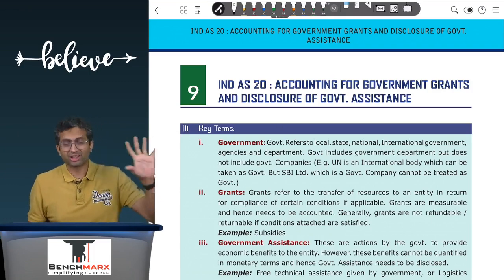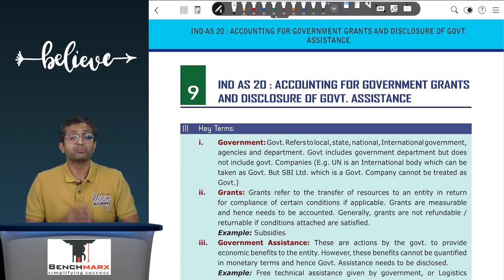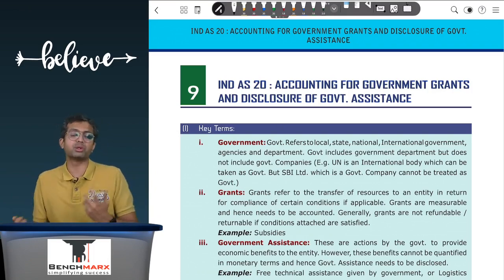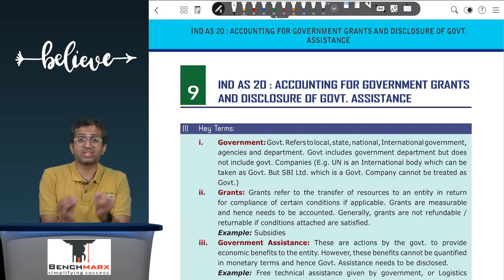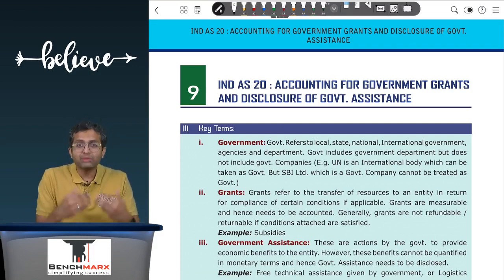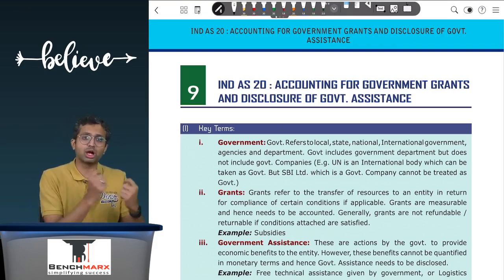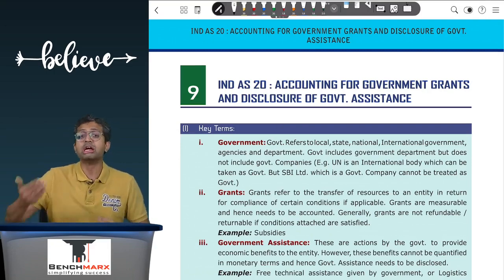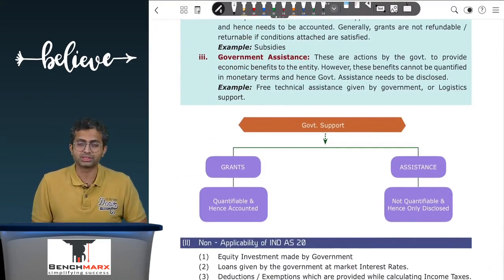Well, it covers government grants which are basically quantifiable in monetary value terms, like subsidies for example, or even government assistance which can be something like free technical assistance or logistic support, let us say, which may not be in a position to be quantifiable in monetary value terms. So if a grant which is quantifiable can be shown in the books of accounts, well, it can be accounted. You can actually account for this government grant. On the other hand, if it is not quantifiable, the standard says you just give a disclosure for something which is in the form of an assistance.